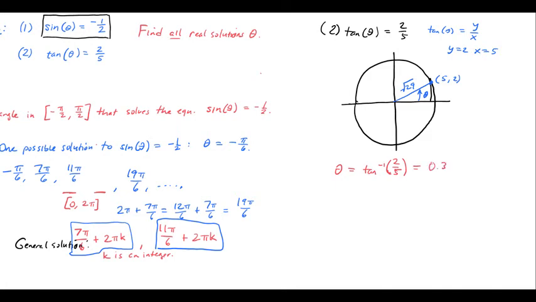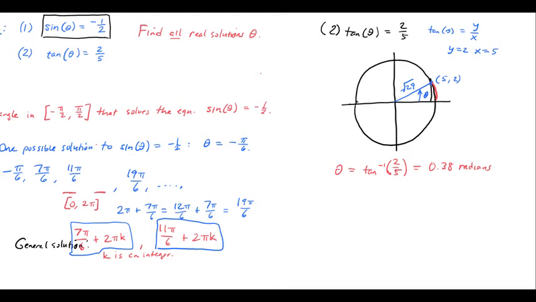So this is 0.38 radians. And in the picture that kind of makes sense. This arc length here is about 0.38, or about 38% of a radius length here. Okay, so that's this angle measure here, 0.38 radians. But again, there are a number of possible angles that would give me a tangent of 2/5, and the one you see in this picture is just one of them.